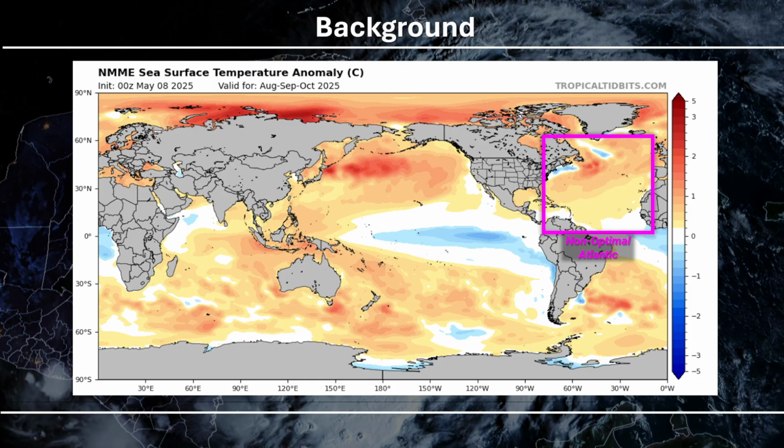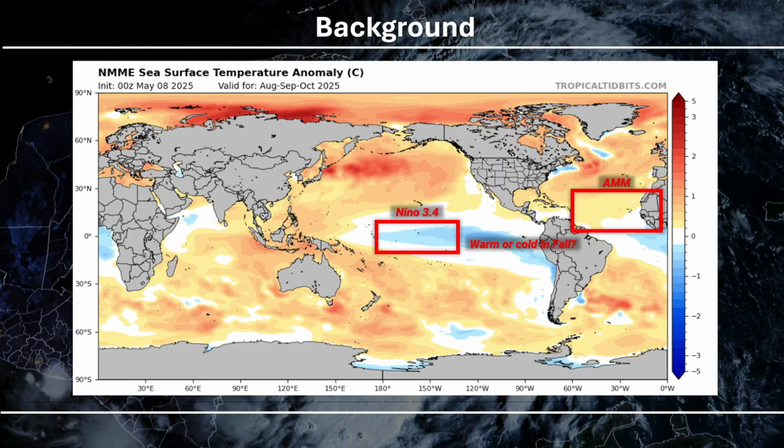We were very uncertain on what the hurricane season was exactly going to do. It was not a slam dunk that it's going to be above average. It's not a slam dunk that it's going to be below average. And one thing that we can further look at to signify this is these two regions that I've just marked in the red boxes, the Nino 3.4 region and the AMM, or Atlantic Meridional Mode.